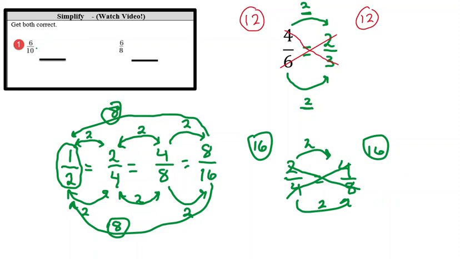Okay, well either way, you want to simplify these. Don't make these bigger. You want to make this fraction as small as you can so it's still equivalent to 6/10, and you want to make this fraction as small as you can as long as it's equivalent to 6/8. Okay, you can do the same thing that I did over here.